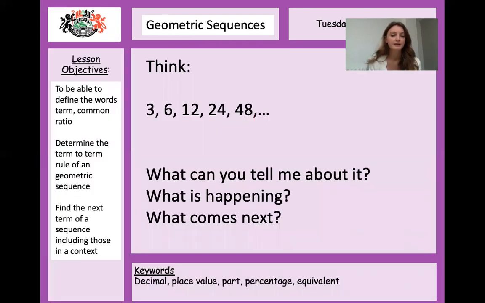Okay, so we're going to move on now to a geometric sequence, and it is different to an arithmetic sequence. If we look at this sequence here, 3, 6, 12, 24, 48, we need to think about what it's going up in. Add 3 for the first one, and then add 6. That's not going up the same.